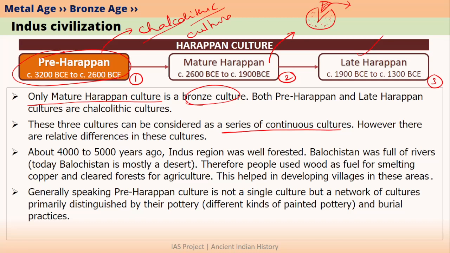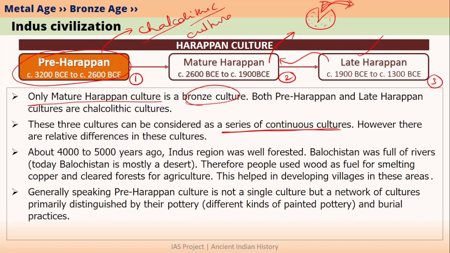Because there is a large overlap between the mature Harappan phase and pre-Harappan phase, we can call mature Harappan phase a development over pre-Harappan phase. Similarly, when we discuss late Harappan phase, we will note that many of the elements of late Harappan phase actually come from mature Harappan phase. That is why we can consider all these 3 phases as a series of continuous cultures. However, at the same time, we must notice that there are certain elements which are unique to each culture.